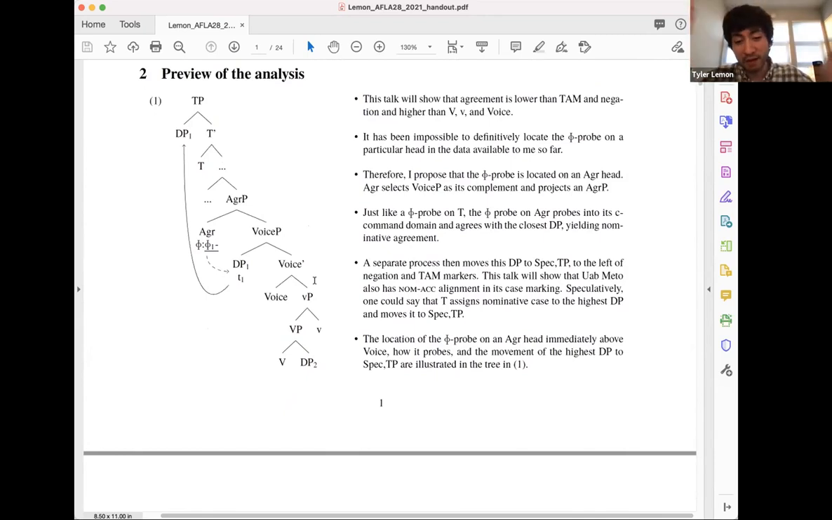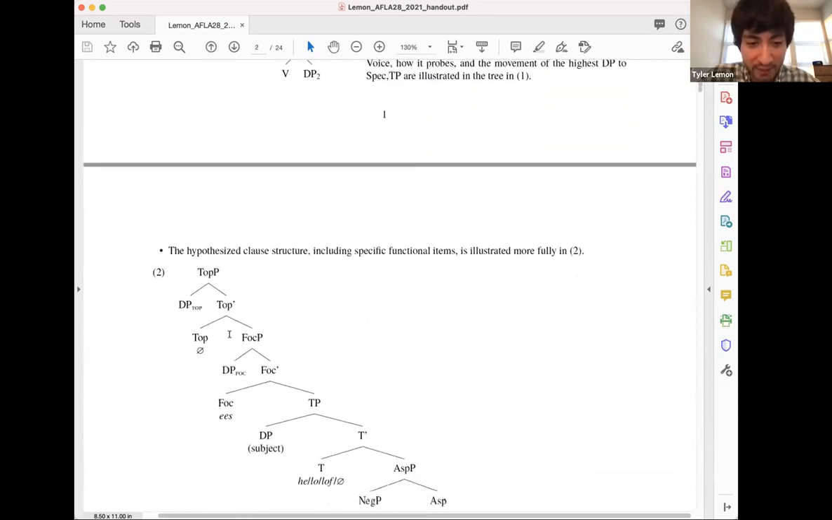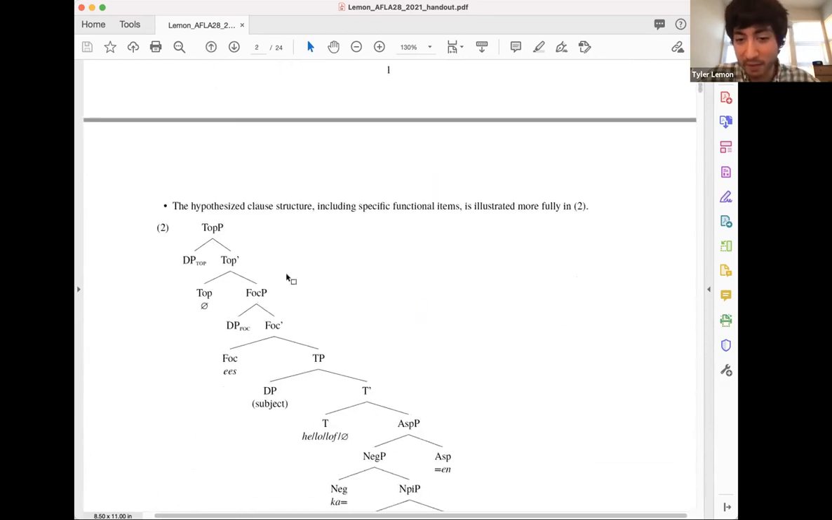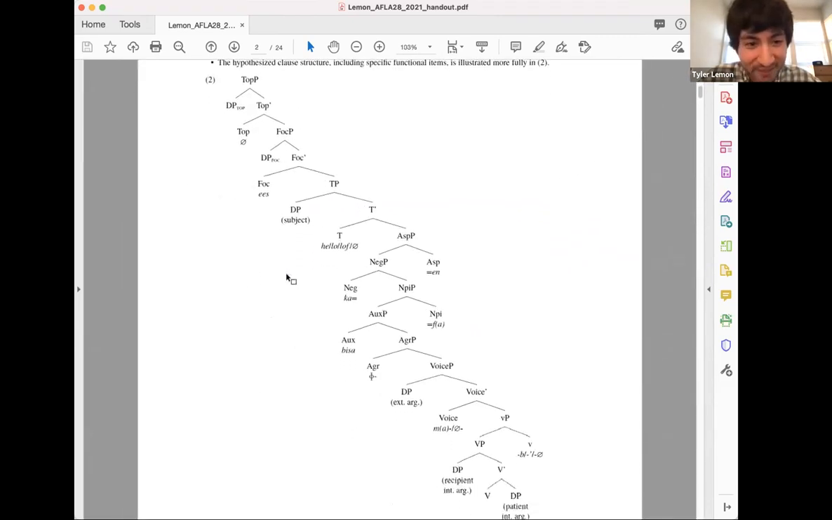So the location of the phi probe on an Agr head immediately above voice, how it probes, and the movement of this highest DP are shown in the tree in 1 here. Now, as for the clause structure I'm going to be assuming today, including specific functional items, that's illustrated here in 2. We'll try to zoom out to actually make it all visible.